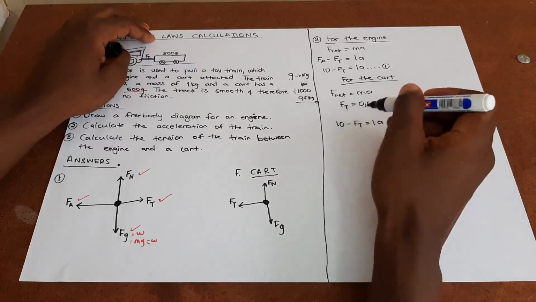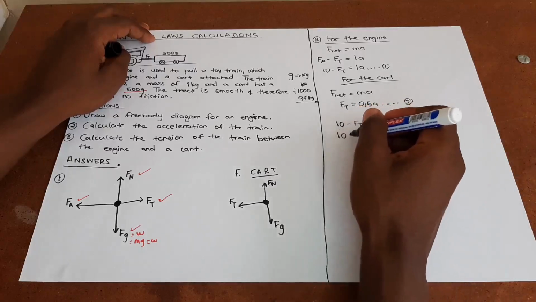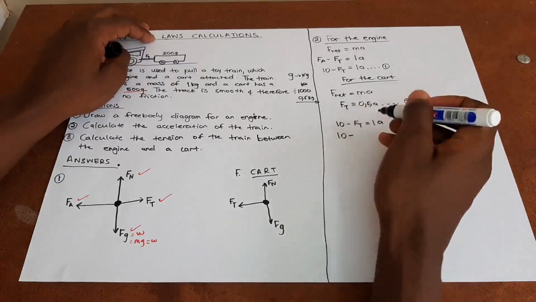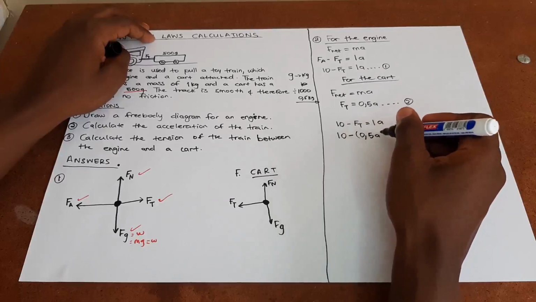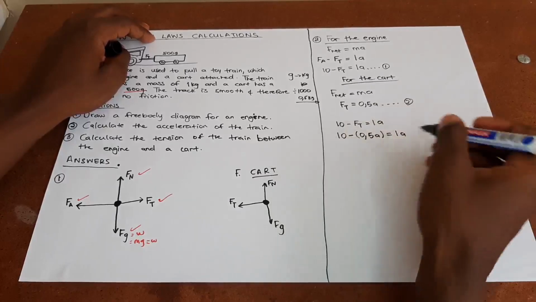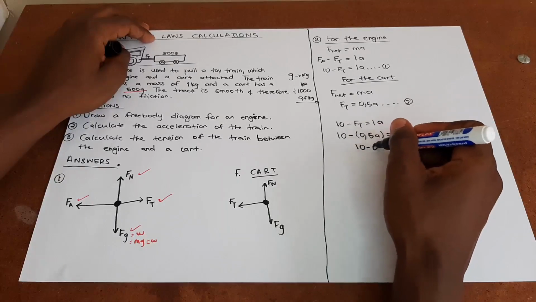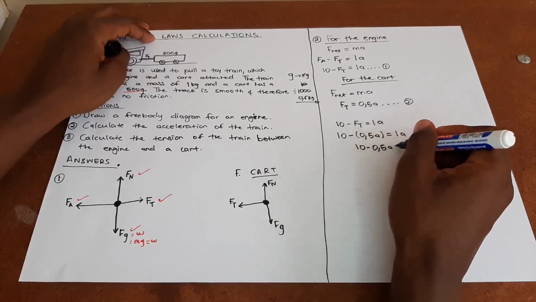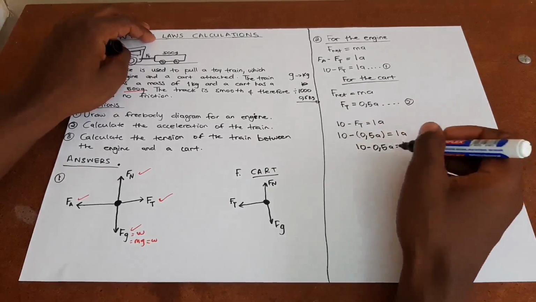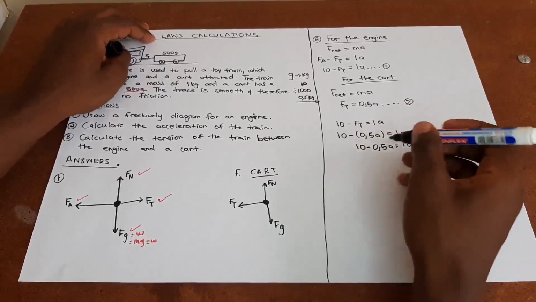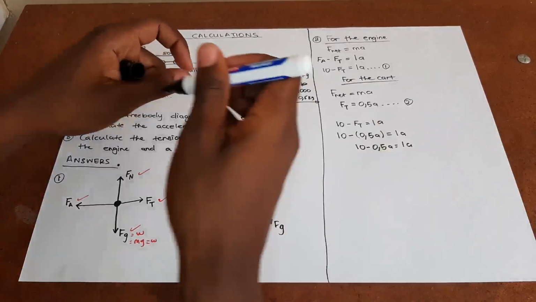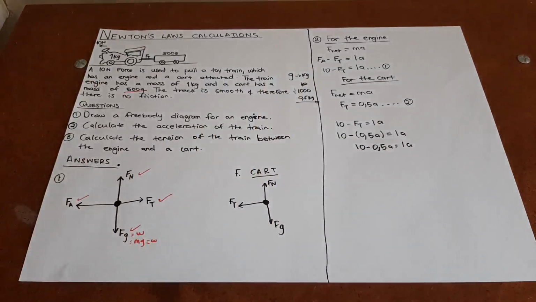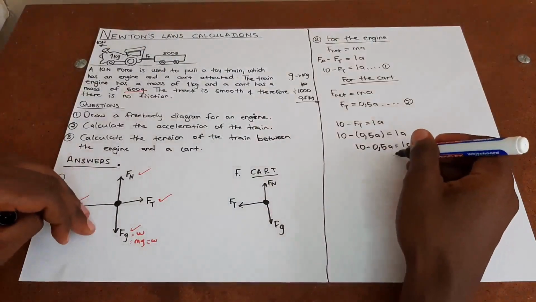Let's substitute this one into this. So this becomes 10 minus, what's our Ft? Our Ft is 0.5a, is equal to 1a. So this becomes 10 minus 0.5a is equal to 1a. Therefore we take our 0.5 that side and it becomes 1.5, right? Yes, it becomes 1.5.